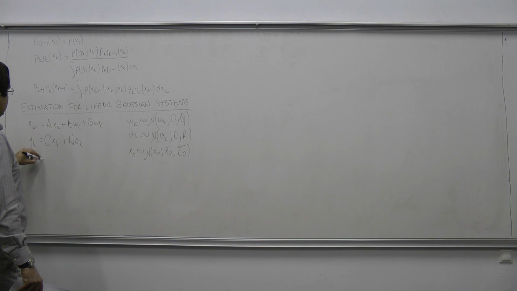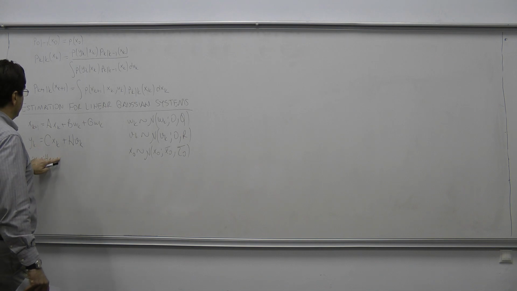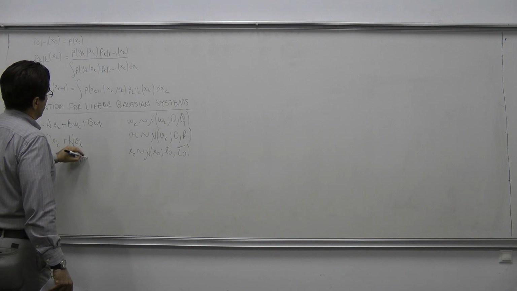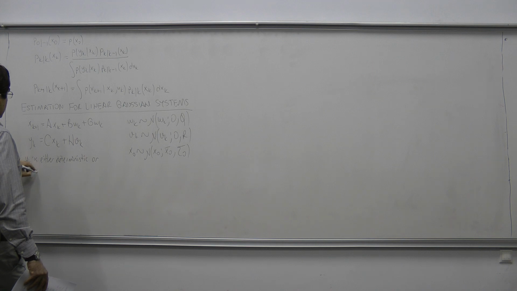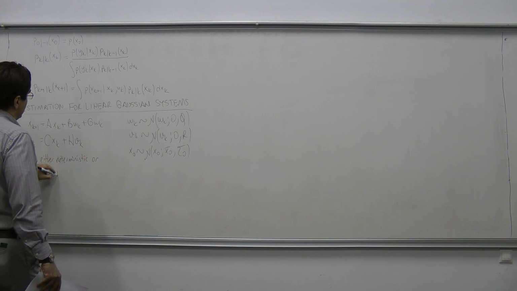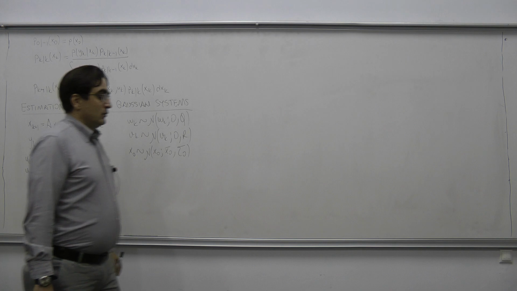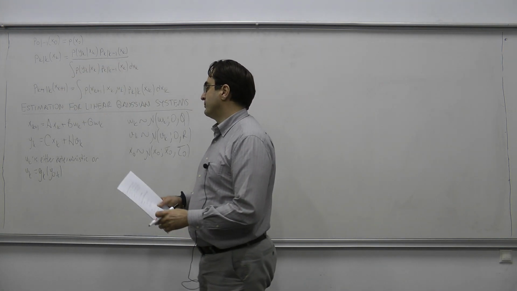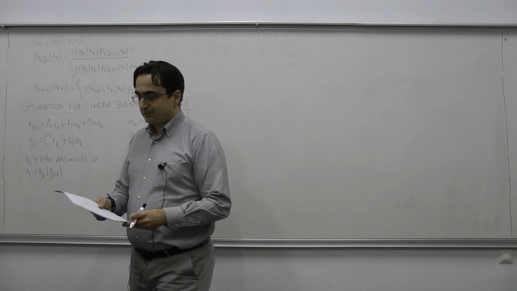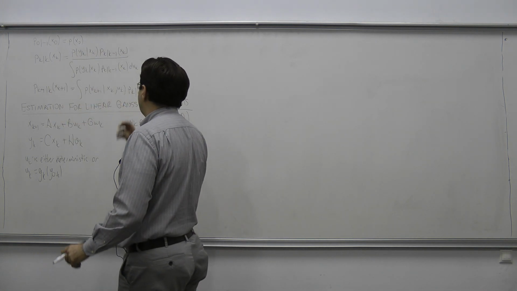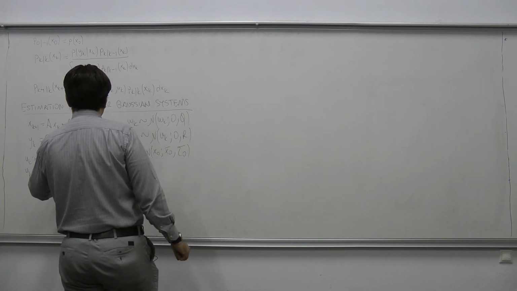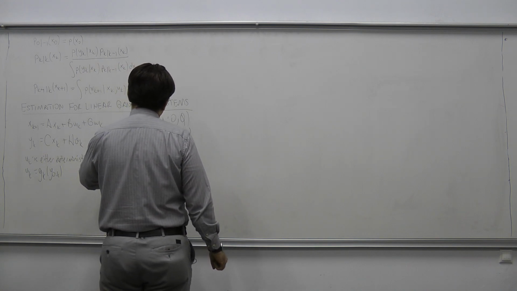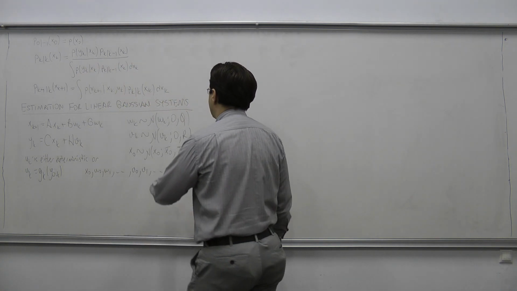uk is either deterministic or uk is equal to gk of y 0 to k. Okay? One of which represents the open loop case, and the other one represents the closed loop case. And of course, we have the common assumption here, x0, w0, w1, v0, v1, going until infinity are independent.